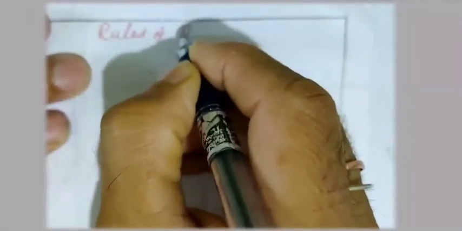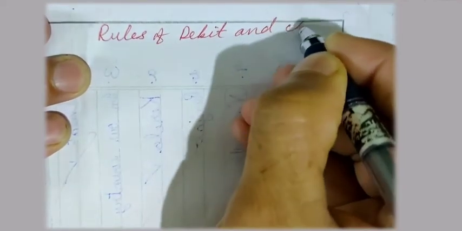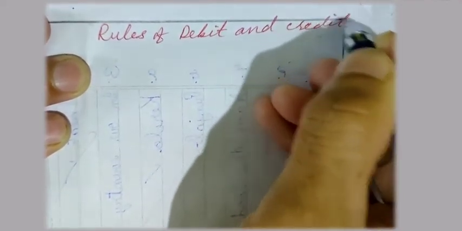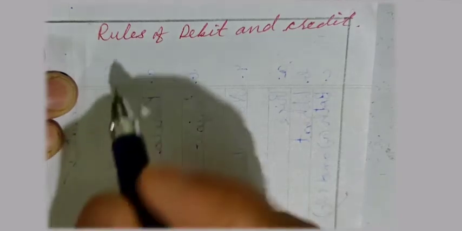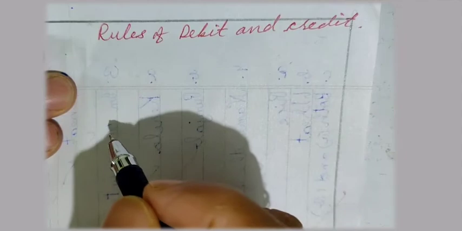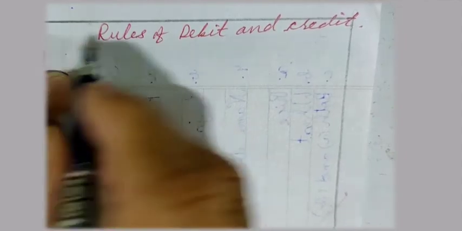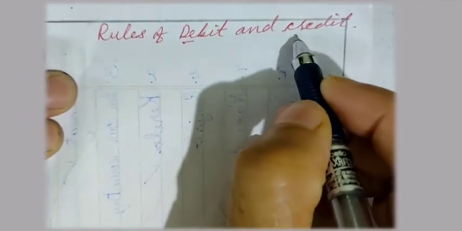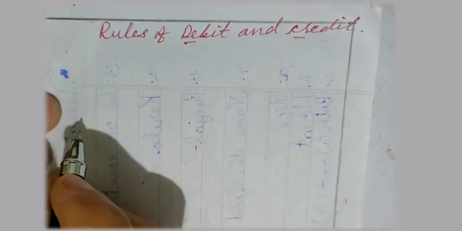Rules of debit and credit. In the beginning, I have already explained to you that every account has two sides, debit side and credit side. That is the reason why you will have the rule for debit and the rule for credit. Now the rules of debit and credit will be for each of these accounts.